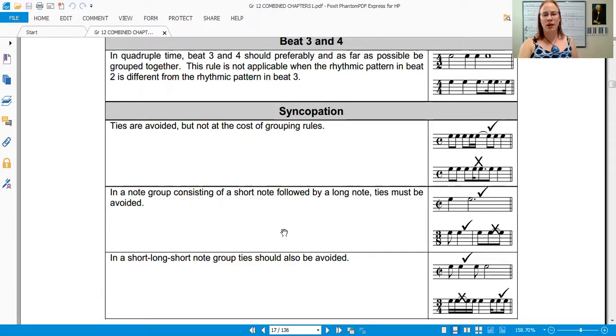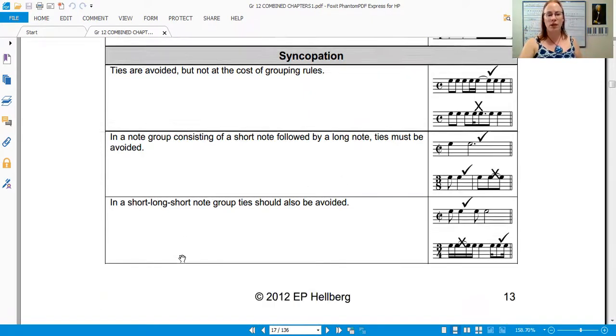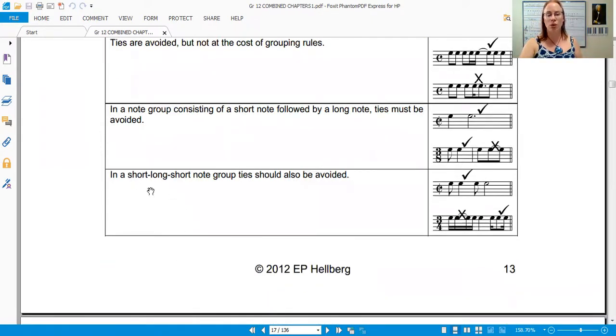So that is the one thing when it gets to syncopation. Just remember, you had a short note followed by a long note. That is how it works. You don't use ties. Same when you get to a group that consists of a short, long, short group. So there you can see you also avoid ties.